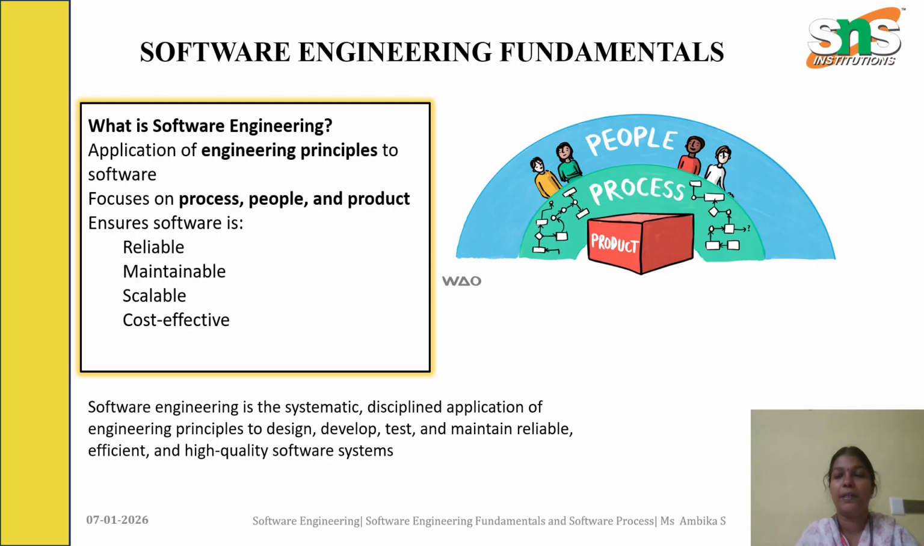Software engineering fundamentals. What do we mean by software engineering? We apply engineering principles to software for developing it. It mainly focuses on process, people and product. It also ensures that the software is reliable, maintainable, scalable and cost effective.